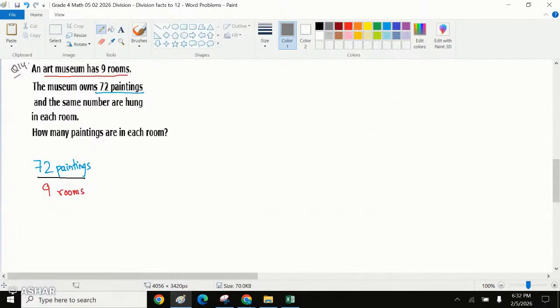So when we divide, yes, thank you, May, it comes out to be 8, and we can say there are 8 paintings in each room or per room, right? 8 paintings per room. Thank you, May.